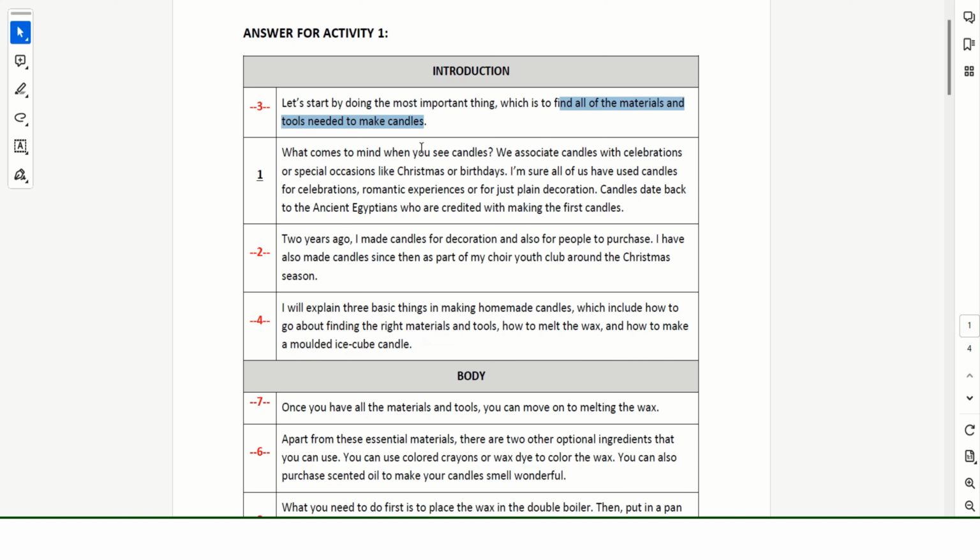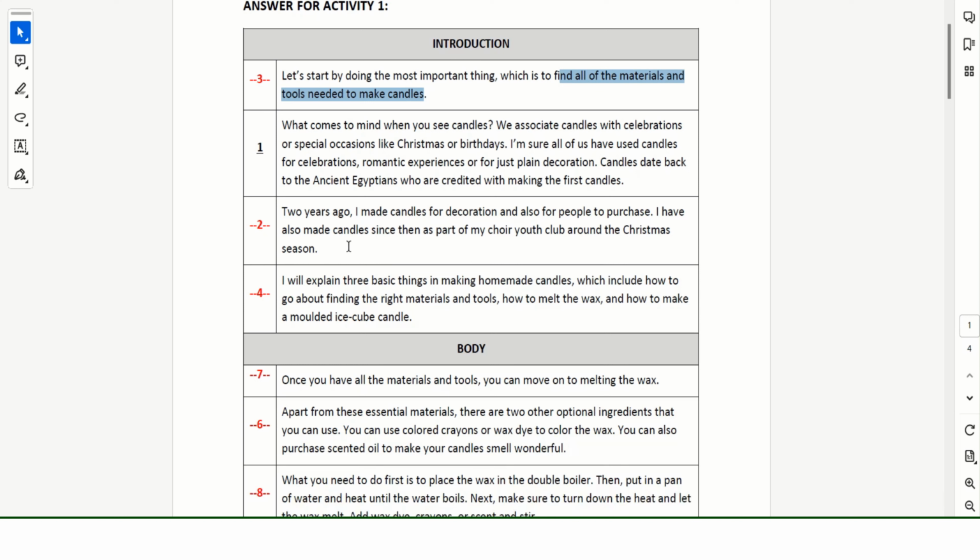Then you know that by now there will be materials and some tools needed to make candles. So number four here, why is it number four? Because before you move on to the processes, it tells you of the three important things that you need to do in order to make homemade candles. What are the three basic things? Number one, finding the right materials and tools.